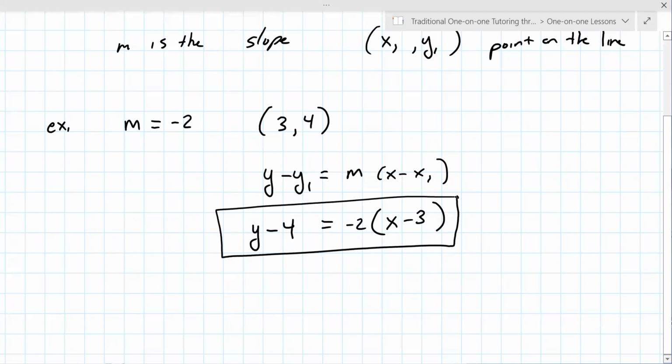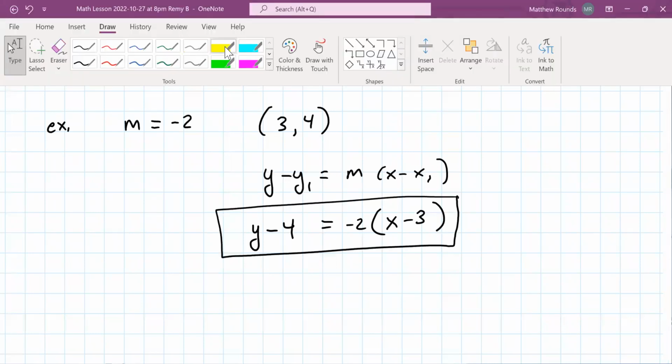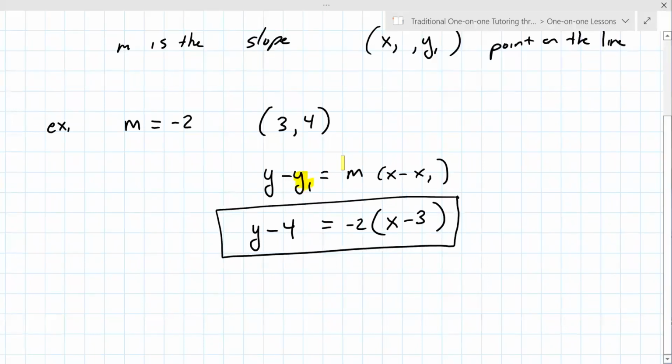And are the numbers, like the -4, always on the right side? Yeah, you're always substituting in for y1 and x1 and m. Okay. So the ones that I'll highlight, you're always substituting in for those in these problems.